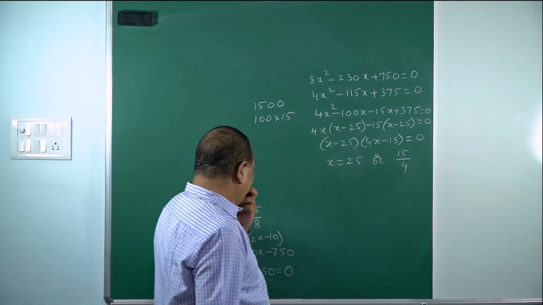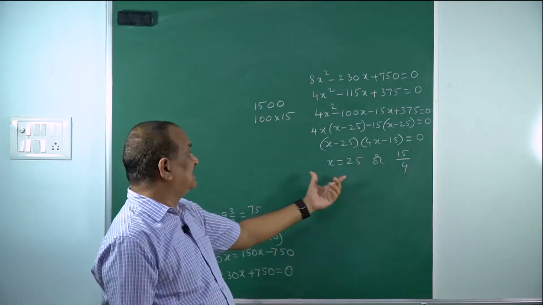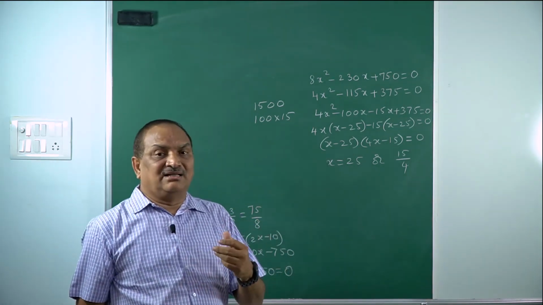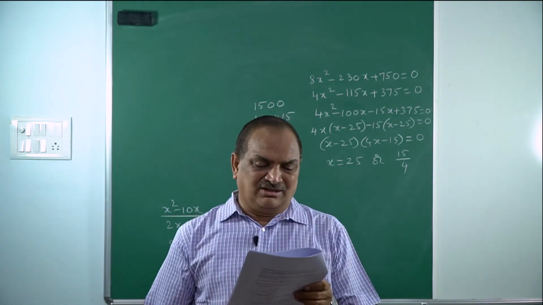Now if this is the time taken by, okay, x we said this is the time taken by the larger pipe, of course, okay, because that's what we assumed in this problem.